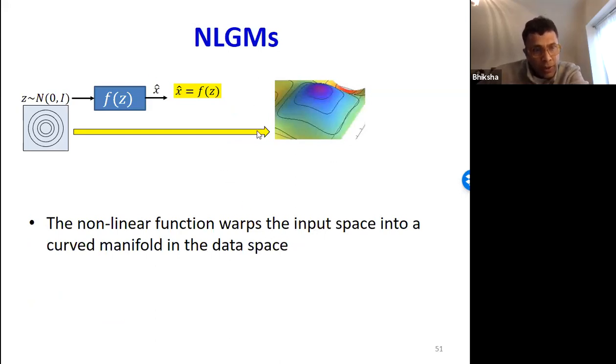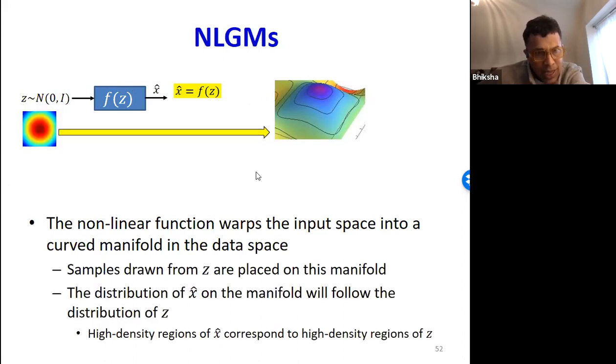So here is the overall process for the nonlinear Gaussian model. The nonlinear function warps this nice planar input space into some curved manifold in the data space. And so samples drawn from here are going to be placed on this manifold, and are going to be distributed according to this. If you look at the highly dense regions of the Gaussian here, then this portion of the space is going to get transformed into something over here. So you will find a high density in the regions corresponding to the high density regions out here.